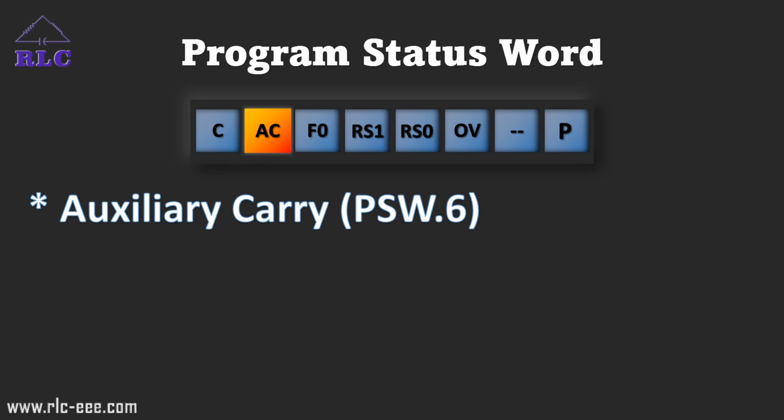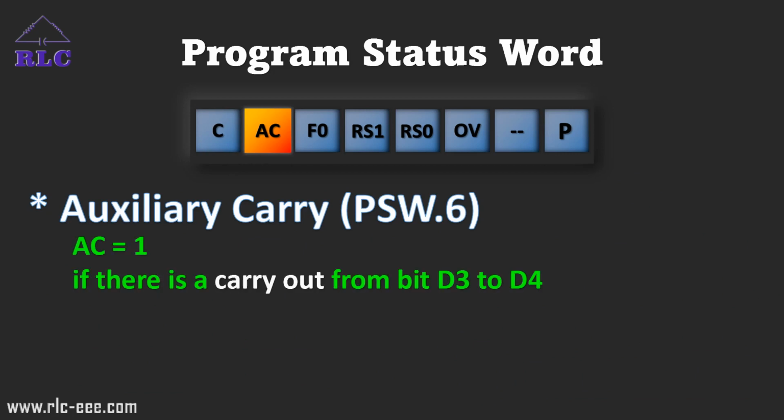Auxiliary carry flag. Okay, the name says that it is auxiliary carry. That means the auxiliary carry flag is set to 1 if there is a carry out from the D3 bit to the D4 bit, or it will be set to 0 if there is no carry from D3 to D4 bit.